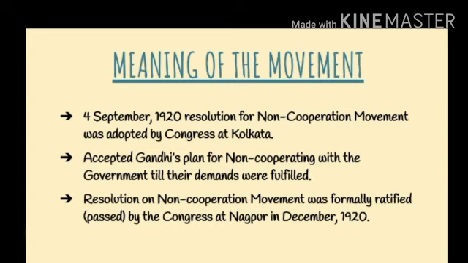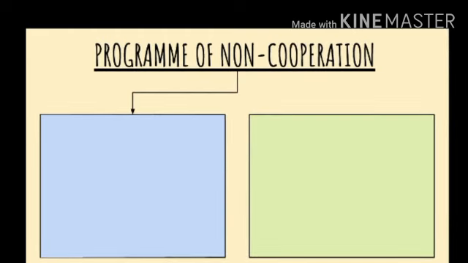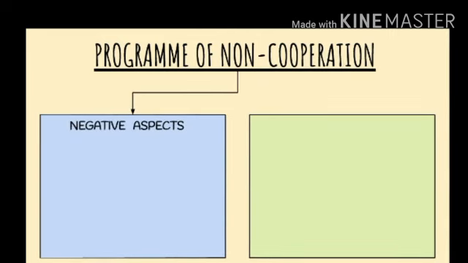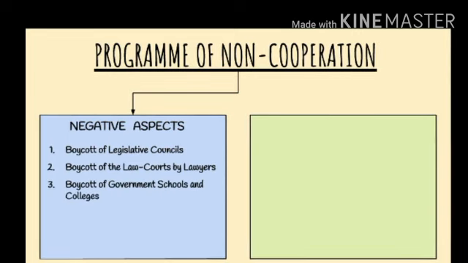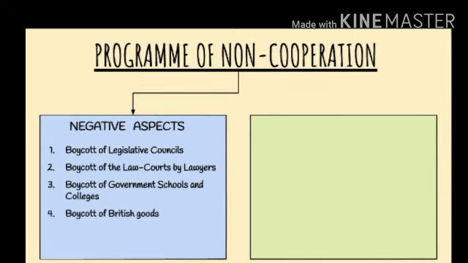Program of the non-cooperation movement. The non-cooperation movement launched by Gandhiji had two kinds of programs, negative and positive. The negative aspect of the program was to boycott the legislative councils, boycott of the law courts by the lawyers, the boycott of government schools and colleges, boycott of British goods, surrender of titles and honorary posts.